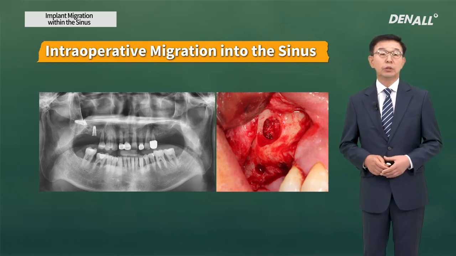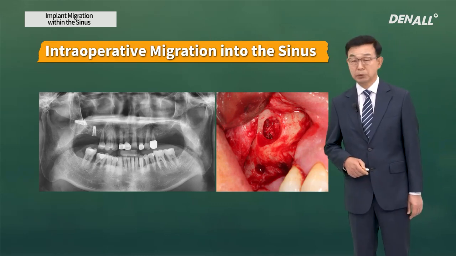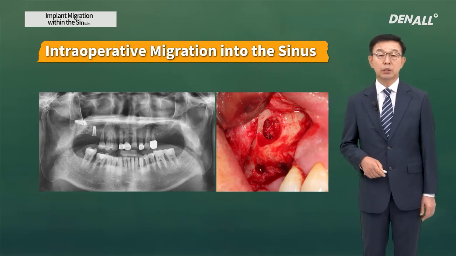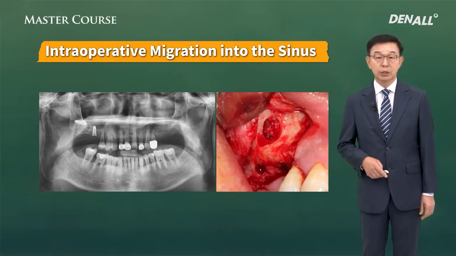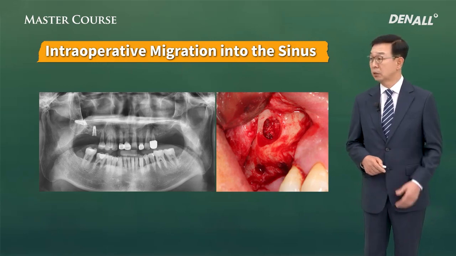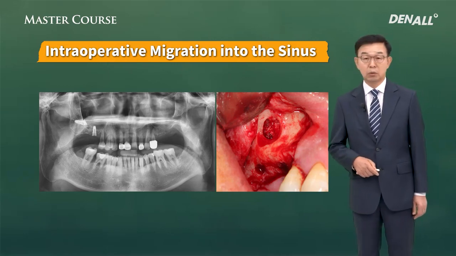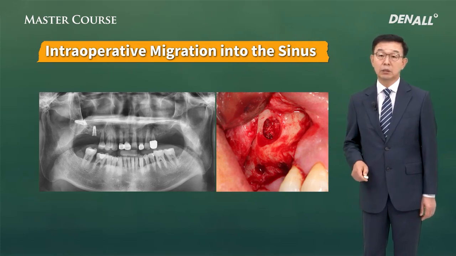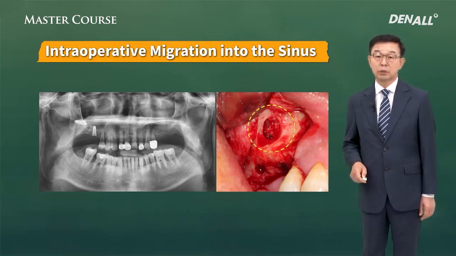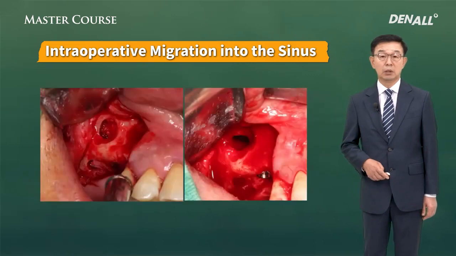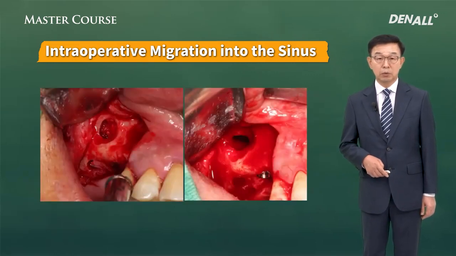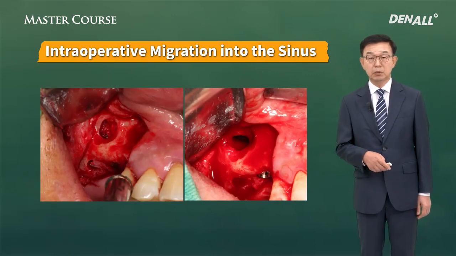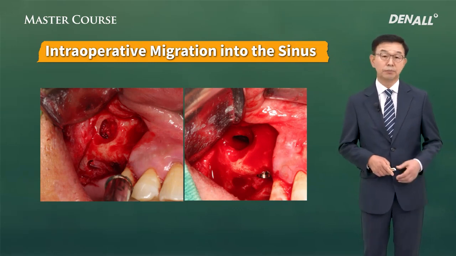In this case, as a crestal approach was taken, the implant migrated into the sinus. The bone was very soft and I think the dentist should have paid more attention, which has led to this problem. This was how the patient came in, and the lateral window approach was done immediately. A suction tip or forceps can be used to remove the implant. It's also the same for this case.